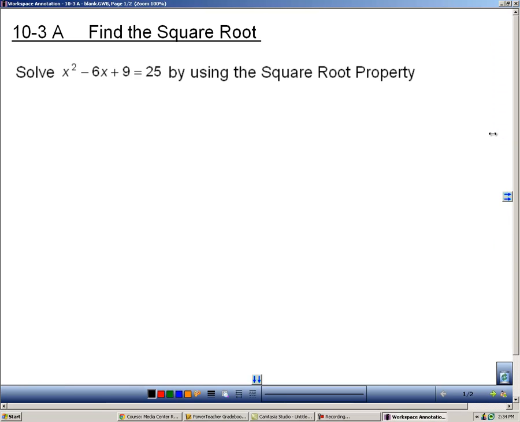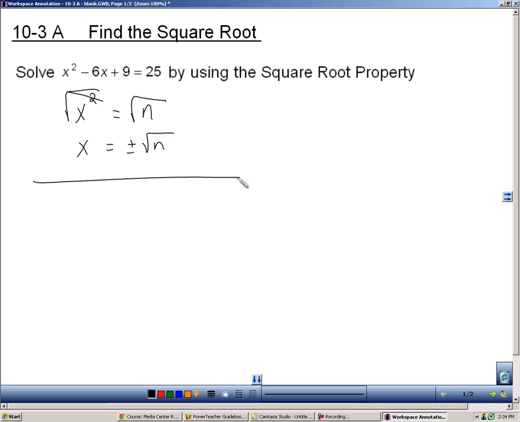Section 10.3a is about finding the square root. What that really means is using the square root property to solve a quadratic equation. Back in chapter 9 we learned about the square root property, and it said that if you have something squared and it equaled some number, you could take the square root of both sides, thereby isolating the x, and you get a positive negative version of that square root. That's what the square root property said in chapter 9.